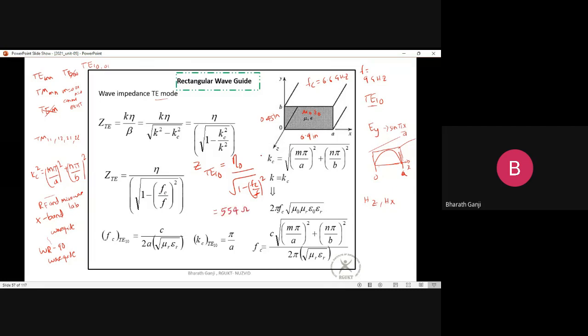So I'm looking for any other answer that can be possible. So 377 ohms is eta naught. So all you have to do is 1 by square root of 1 minus (fc by f) whole squared. In fact, here the frequencies are close to 2 gigahertz apart, so you simply do 377 divided by square root of 1 minus (6.6 by 9) whole squared. Do that and the answer should come.